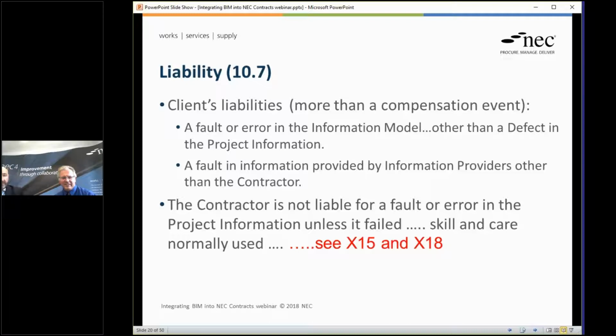And if there's a fault in other information providers' data that then requires a revision or redesign by the contractor or another consultant, that would also be a client's liability. And of course, bear in mind that client's liabilities in this context would also be grounds for compensation events. Right. Okay. And again, aside from the DBO and the ALC, the contractor or consultant is liable for their project information on the basis of a test of reasonable skill and care, not fitness for purpose. Okay.